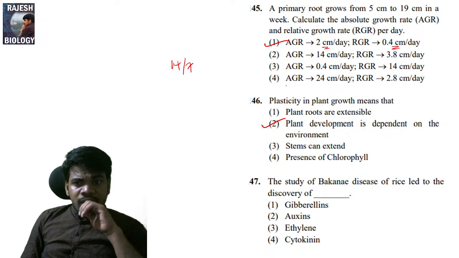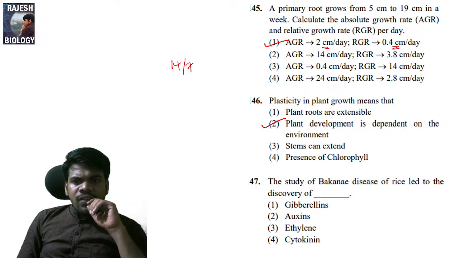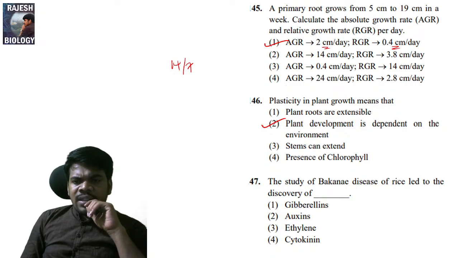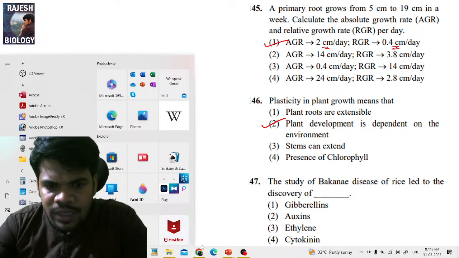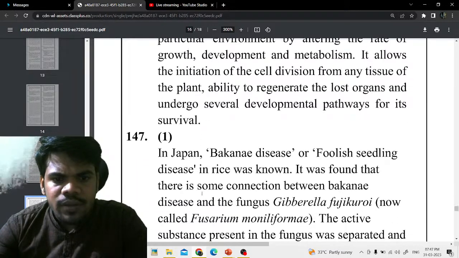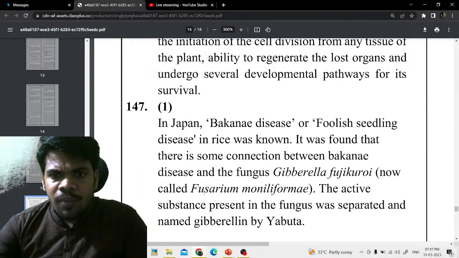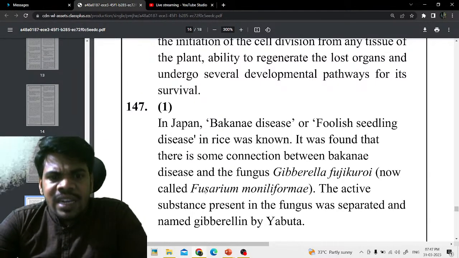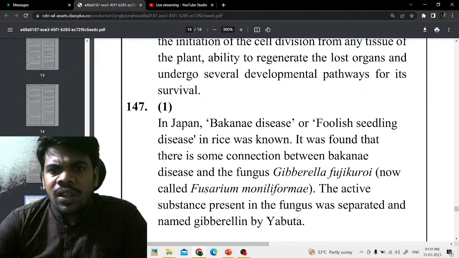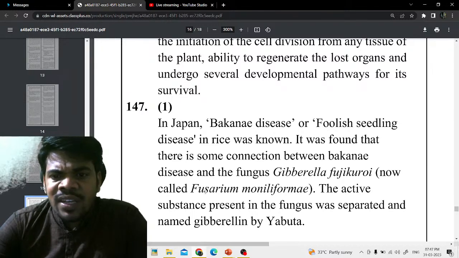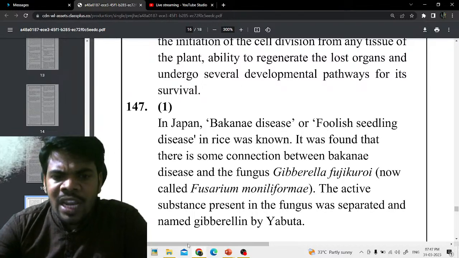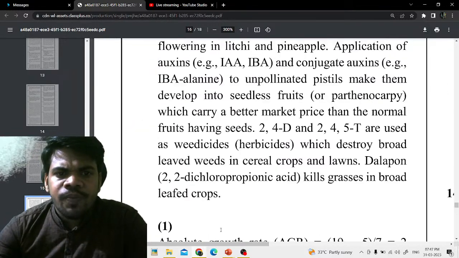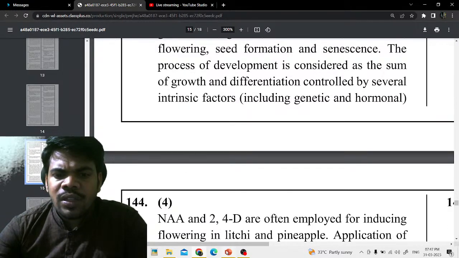The study of Bakanae disease of rice led to the discovery of what? Yes. In Japan, Bakanae disease, or foolish seedling disease, in rice was known. It was found that there is some connection between the Bakanae disease and the fungus Gibberella. Okay, the active substance present in the fungus was separated and named gibberellin by Yabuta. A very good story it is. Now come to the next question.